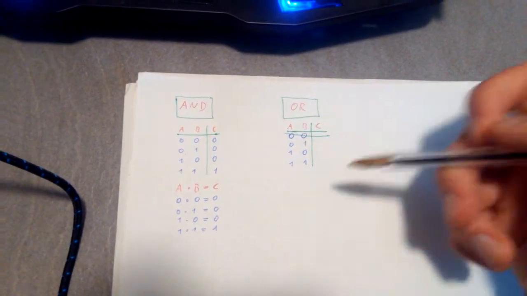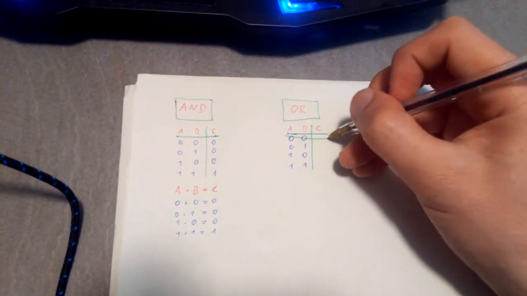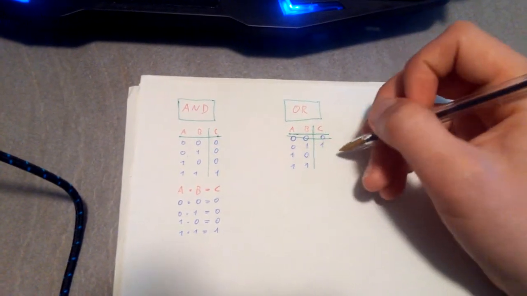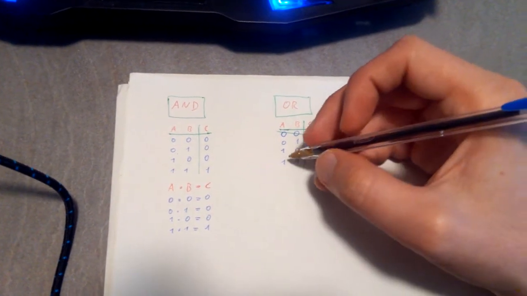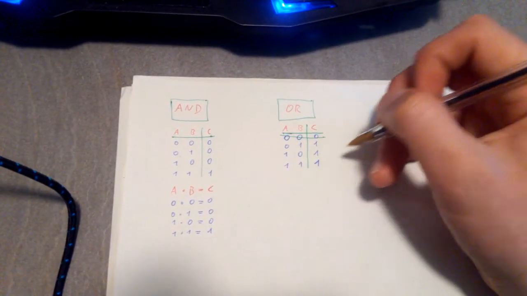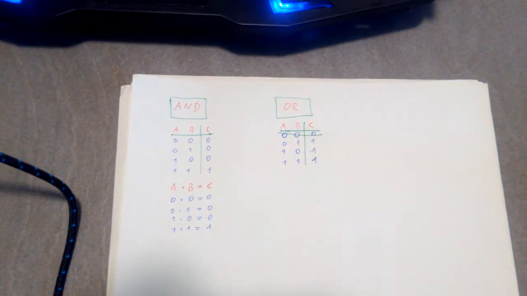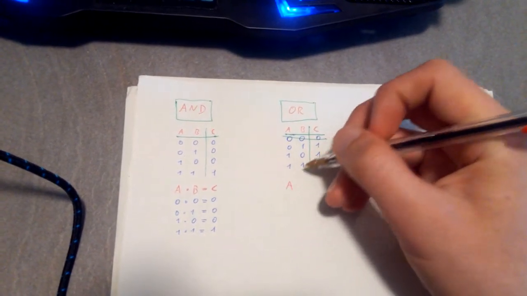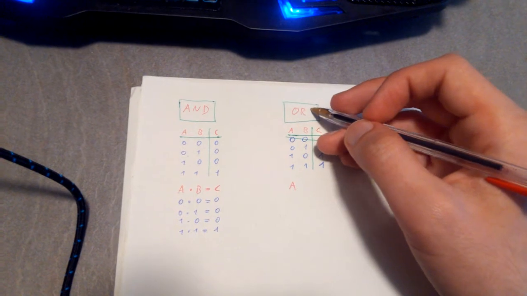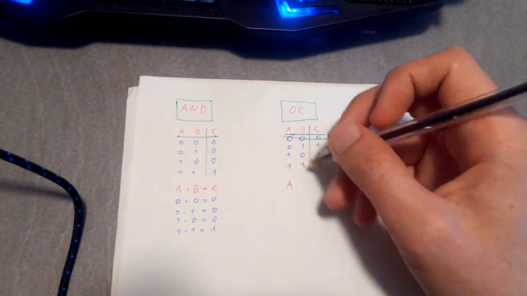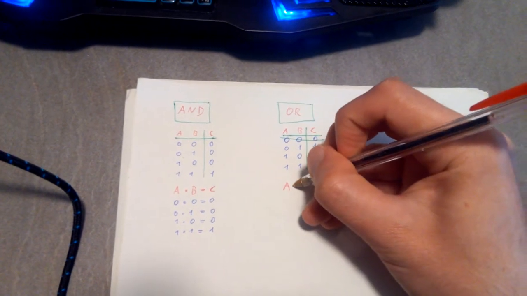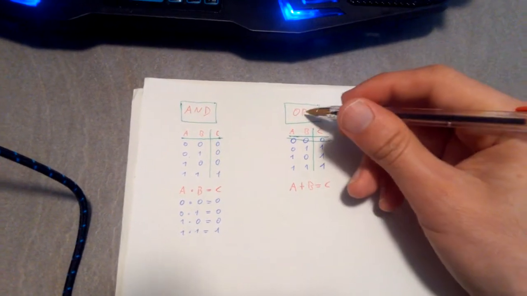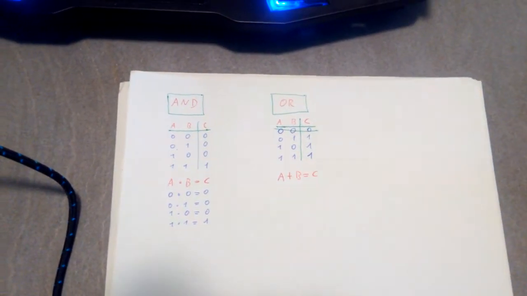one if at least one of them is one. So 0 0, none of them is one, so it's 0. 0 1, this one is one, so it's 1. 1 0, this one is one, so it's 1. 1 1, both of them are one, so the output is indeed one. Okay. And this is pretty much it, because we can look at this truth table and the OR gate as an operation as well. So we can say that A plus B is equal to C. So this plus here is the OR gate.